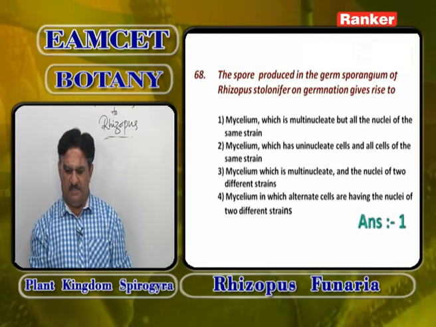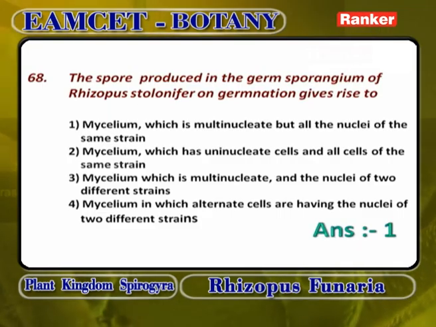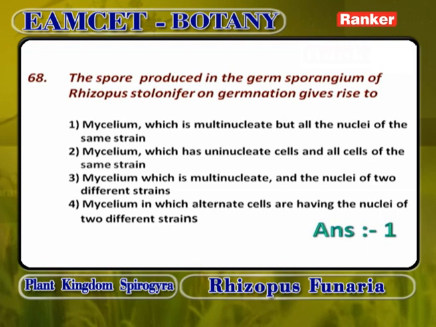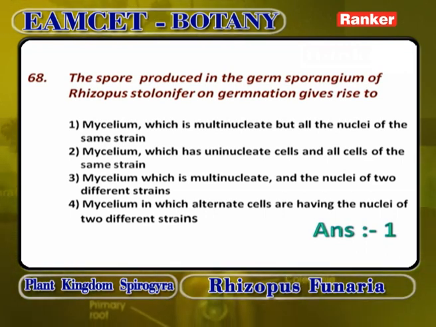The spore produced in the germ sporangium of Rhizopus stolonifer on germination gives rise to what? The spore formed in the germ sporangium is either plus or minus. The options: mycelium which is multinucleate but all the nuclei of the same strain; mycelium which has uninucleate cells, wrong; mycelium which is multinucleate but nuclei of two different strains; mycelium in which alternate cells have nuclei of two different strains.